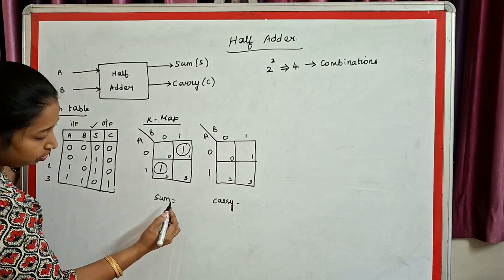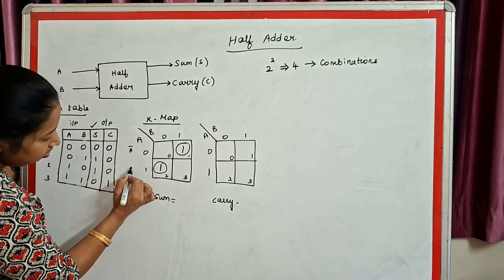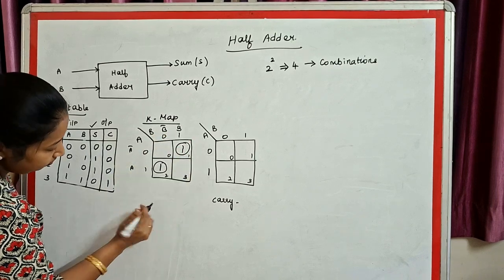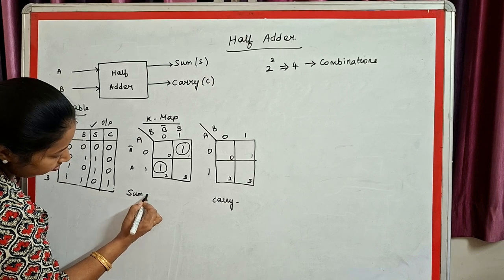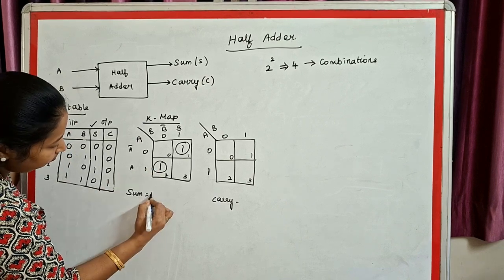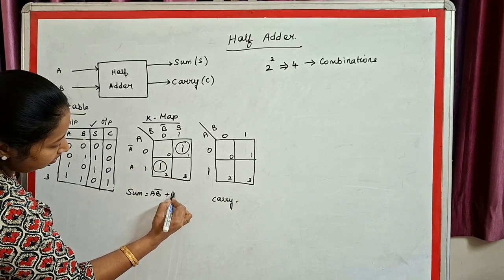Now, after doing the mapping, give me the equation. This is A bar, this is A, this is B bar, and this is B. Give me the equation. Sum is equal to, for this bubble, it is A B bar, and for this bubble, it is A bar B.